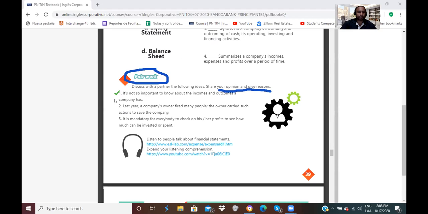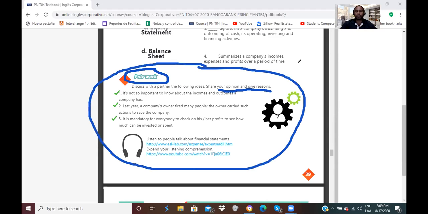Number two: last year, a company's owner fired many people. The owner carried such actions to save the company. Number three: it is mandatory for everybody to check on his or her profits to see how much can be invested or spent. Does anybody have any questions referring to the vocabulary in this section?